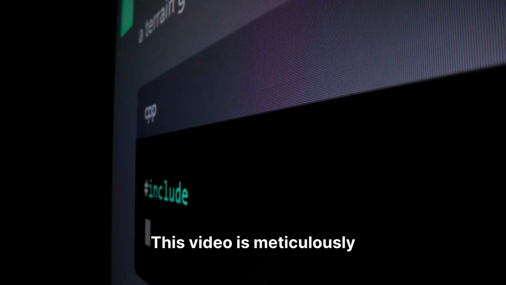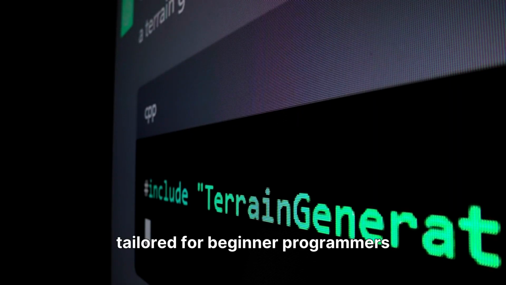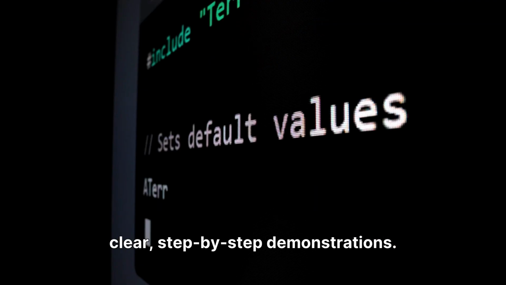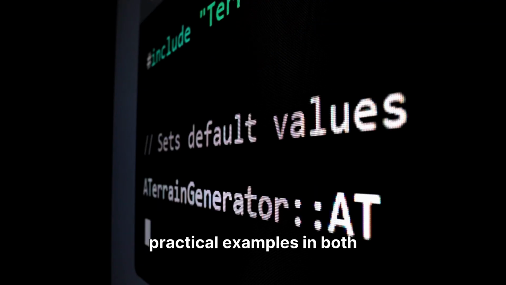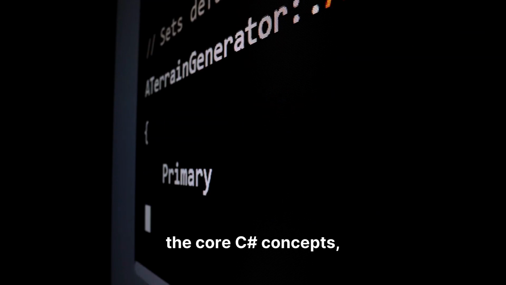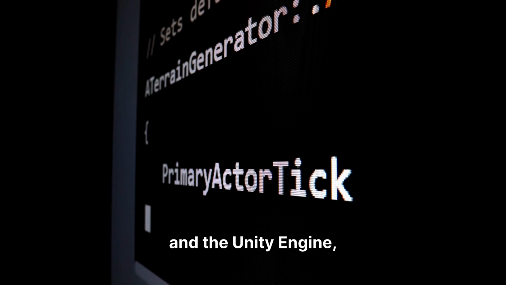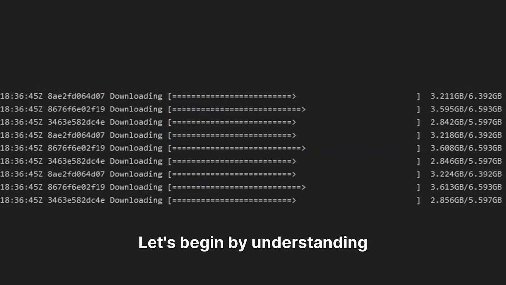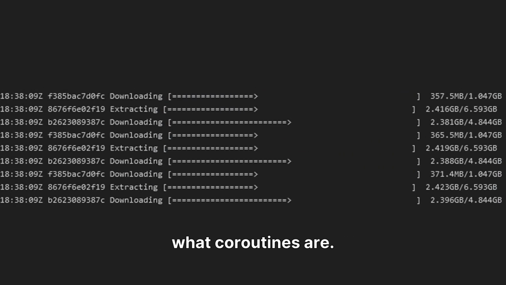This video is meticulously tailored for beginner programmers and Unity developers, providing clear, step-by-step demonstrations. We will walk through practical examples in both Visual Studio for understanding the core C-sharp concepts and the Unity engine to see them applied in a game development context. Let's begin by understanding what coroutines are.